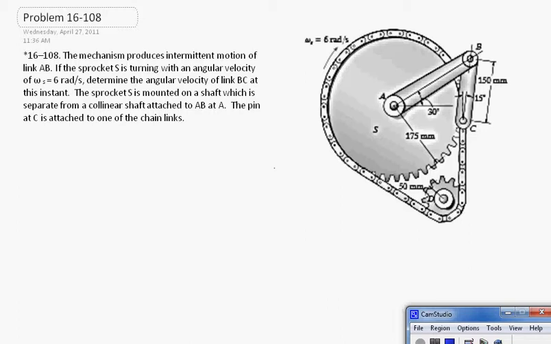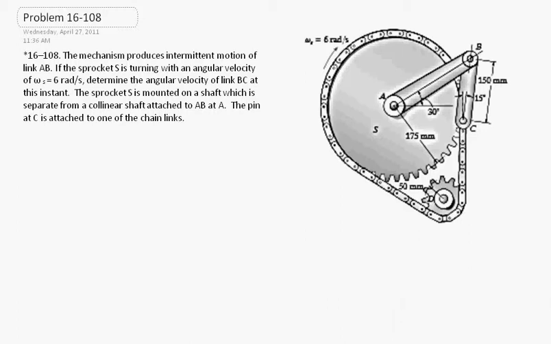The sprocket S is mounted on a shaft which is separate from a collinear shaft attached to link AB at point A. The pin at C is attached to one of the chain links. Just to reiterate what the problem statement says, the sprocket S is moving in a clockwise direction with omega equals 6 radians per second. It also says that point C is moving vertically downward with the chain link. So point B and link BC will be rotating about point C in a clockwise direction as well.